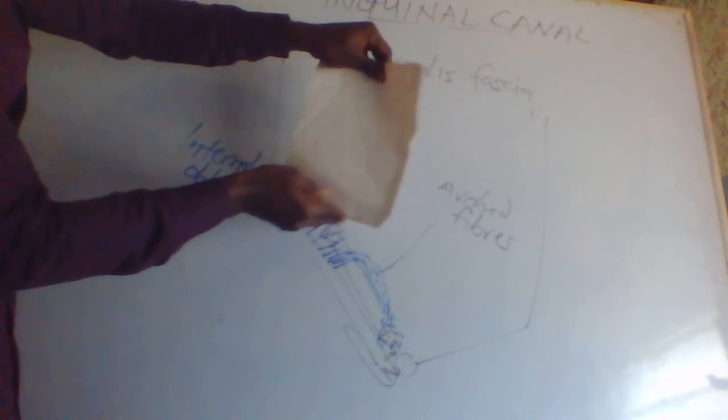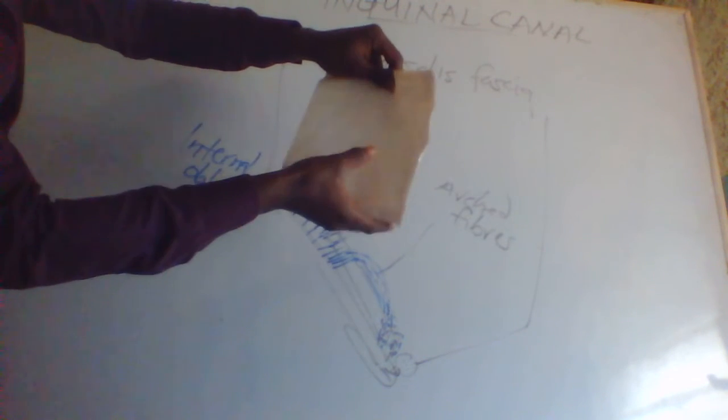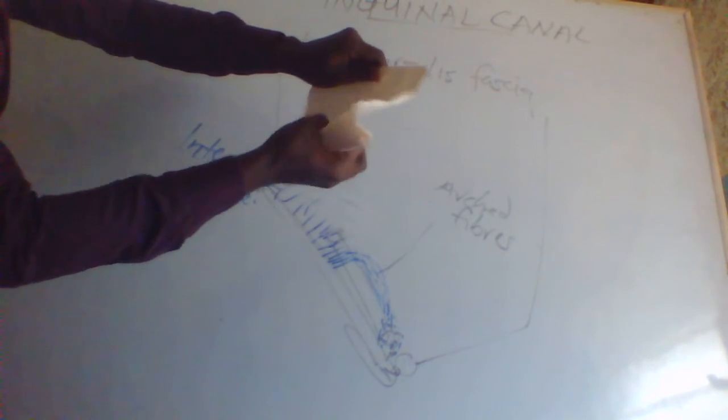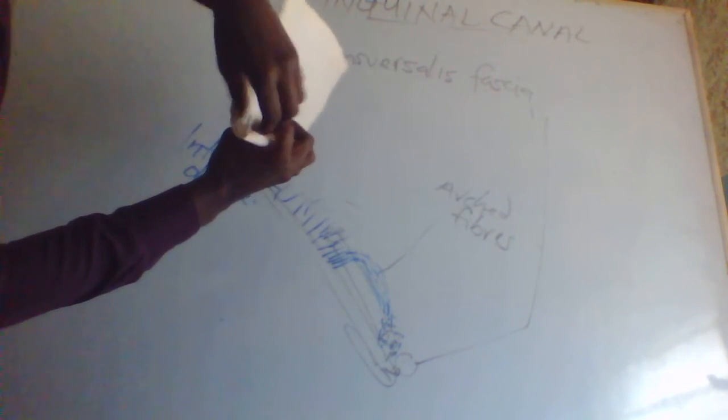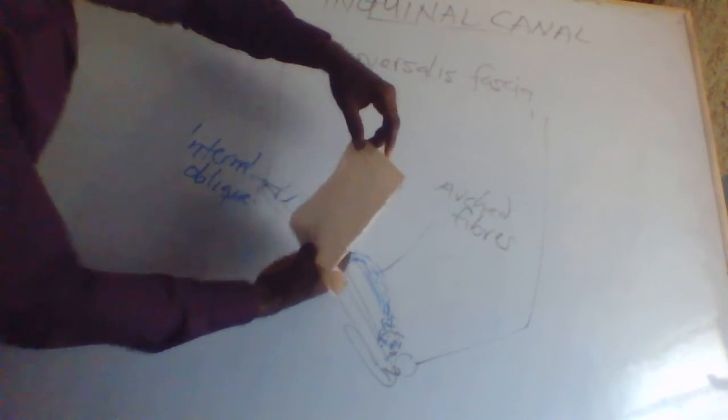So the external oblique will inflect like this to form the ring. It will inflect like this to form the ring. Is that okay? Good.